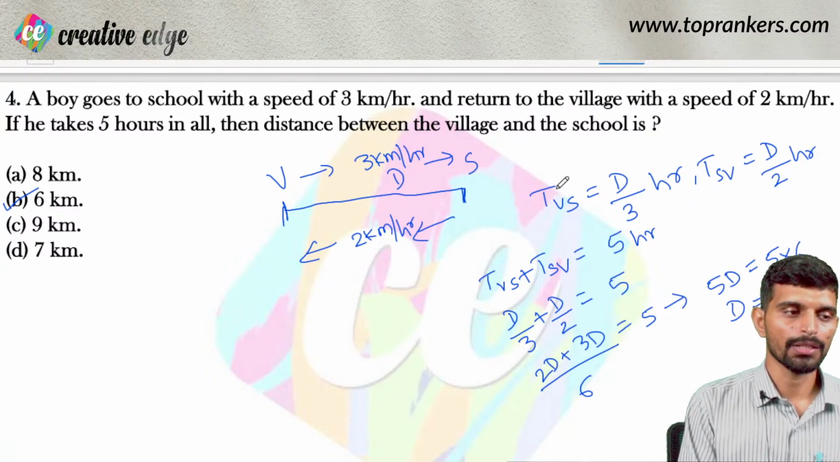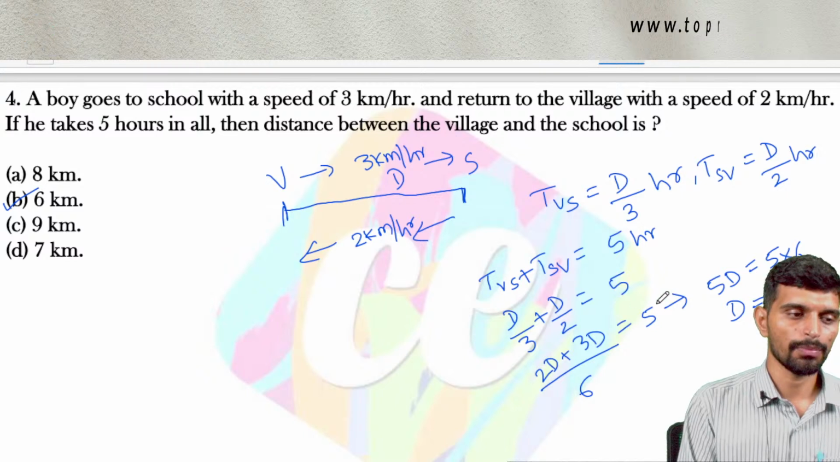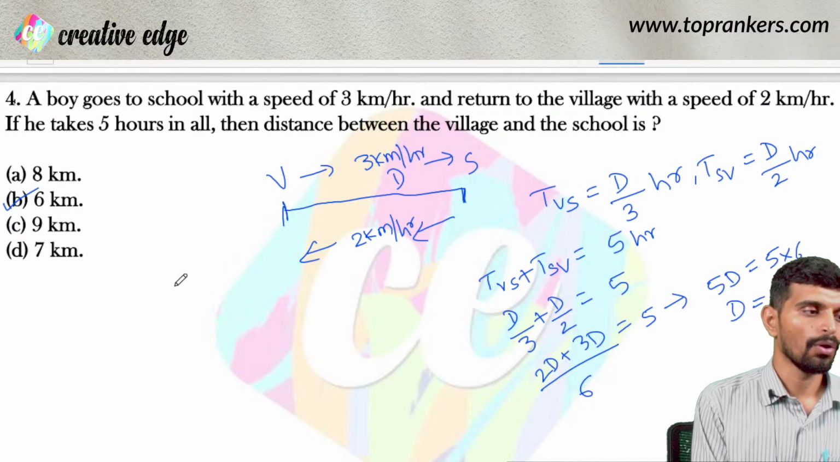Again, the application of the basic formula, that is, time is equal to distance upon speed, and you know the sum of these two should be equal to 5.